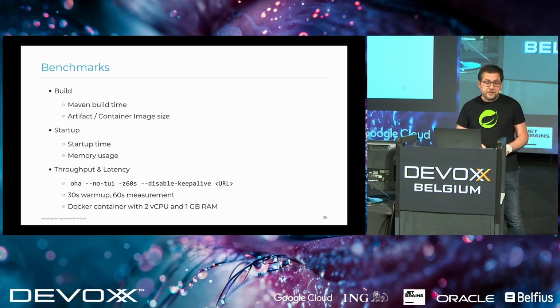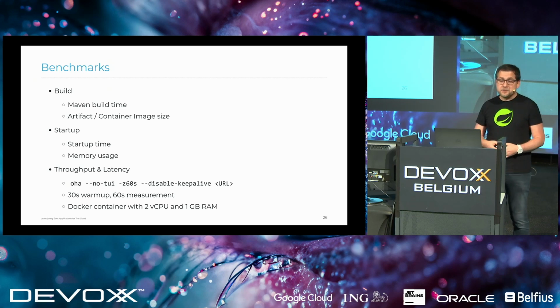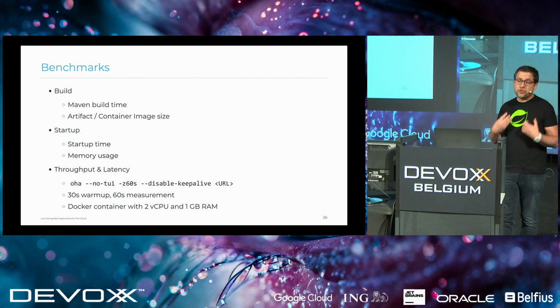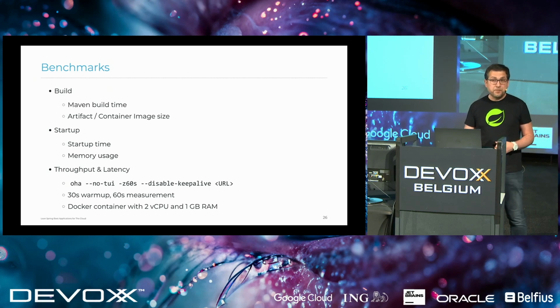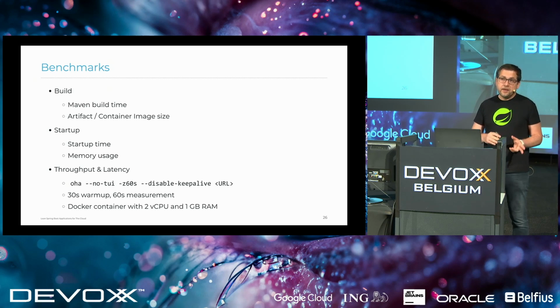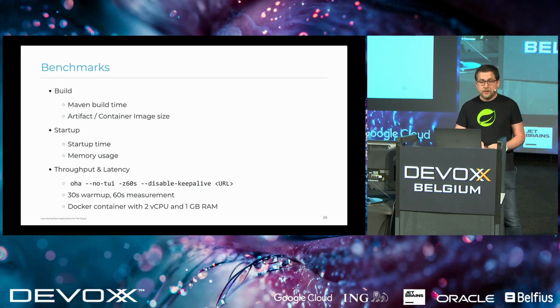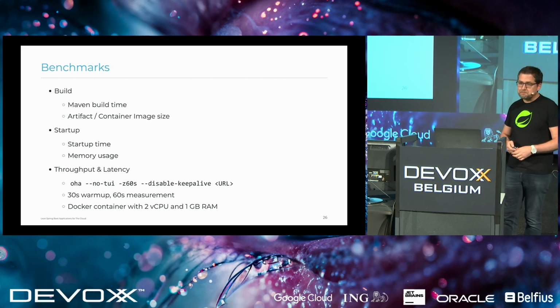I do a 30 seconds warm up, then a 60 seconds measurement, full load, whatever I can get through in the application. And as you can see, I do the measurements with 2 virtual CPUs on the container and 1 GB of RAM. So that's just my setup here. Obviously, that might be different in your case. Maybe you have more CPU or maybe you have less CPU. It really depends on the results in the end, right? But more on that later, especially when I talk about virtual threads.